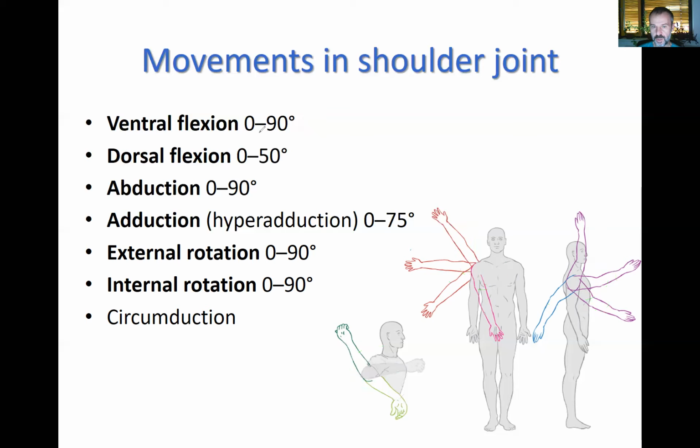You can see here also the extent. As you can see, the extent of the dorsal flexion is lesser than the extent of the ventral flexion. The abduction is up to the horizontal plane, and what is above is allowed only with external rotation of the shoulder blade, the scapula. And as you can see, rotations are also allowed until 90 degrees. Circumduction is the combined movement when we combine ventral flexion, dorsal flexion, abduction, and adduction.